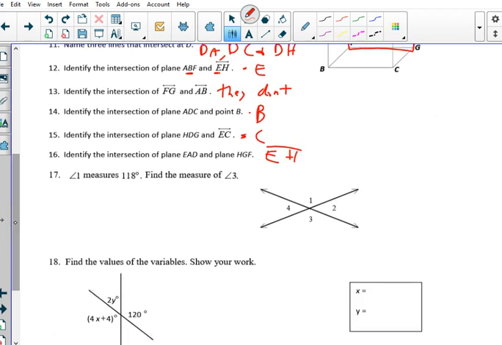Okay, 17. Angle 1 is 118 degrees. What's angle 3? 118 degrees, because they're vertical. If we wanted to find 2 or 4, it'd be 180 minus 118, which would be 62. So, bonus round. 2 and 4 are also equal.